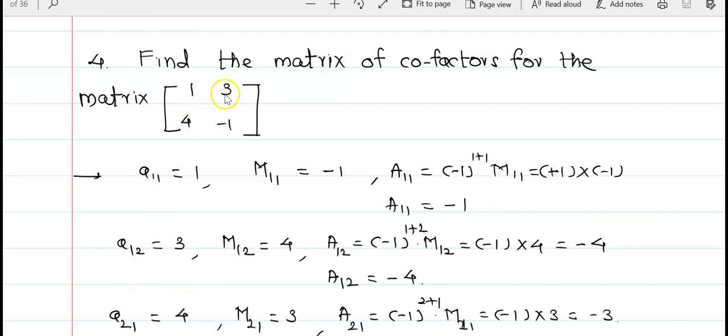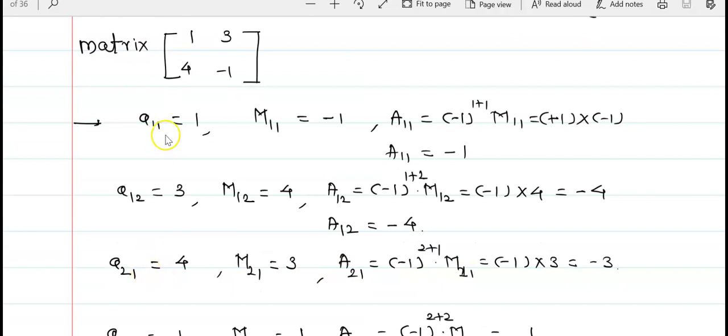a12, second element. This is 3. Its minor is 4. And a12 is -1 raised to 1 plus 2 times m12, -1 into 4, that is -4. a12 is -4. a21 is equal to 4. m21 is equal to 3. a21 is -1 raised to 2 plus 1 times m21, -1 into 3, that is equal to -3.